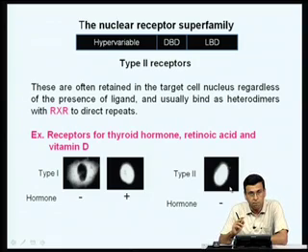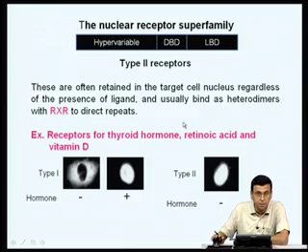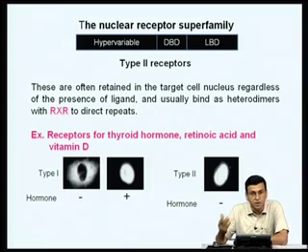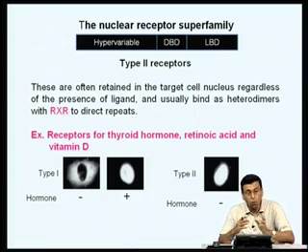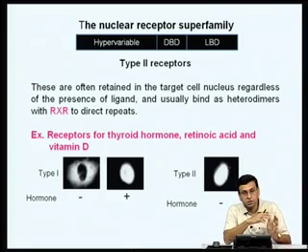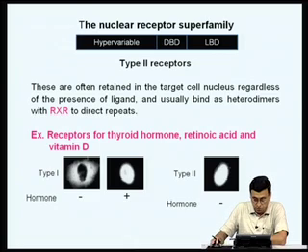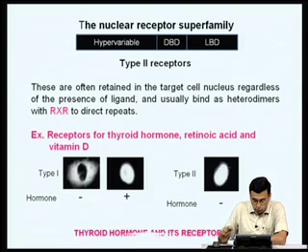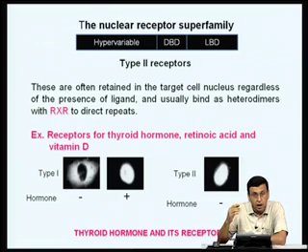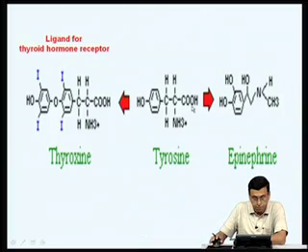Now, let us begin by discussing the type 2 receptors by taking the thyroid hormone receptor as an example, and see what led to the discovery of these type 2 receptors and how the knowledge of steroid hormone receptors helped to understand some of the major functions of these type 2 receptors. So, what is thyroid hormone, what is its receptor, how was it discovered, and what kind of response elements does this thyroid hormone receptor bind to?